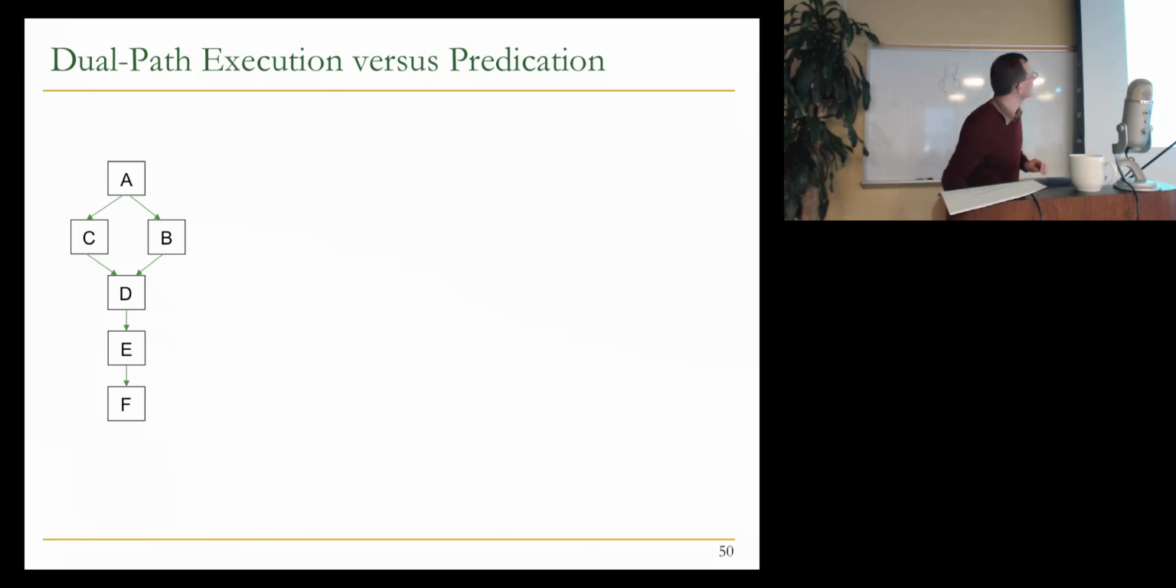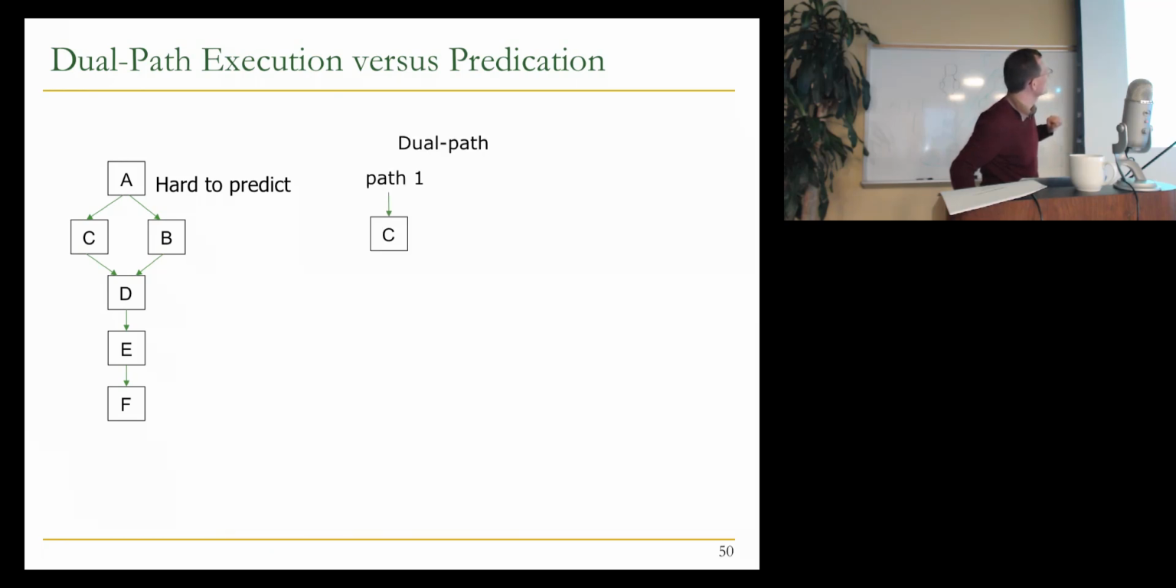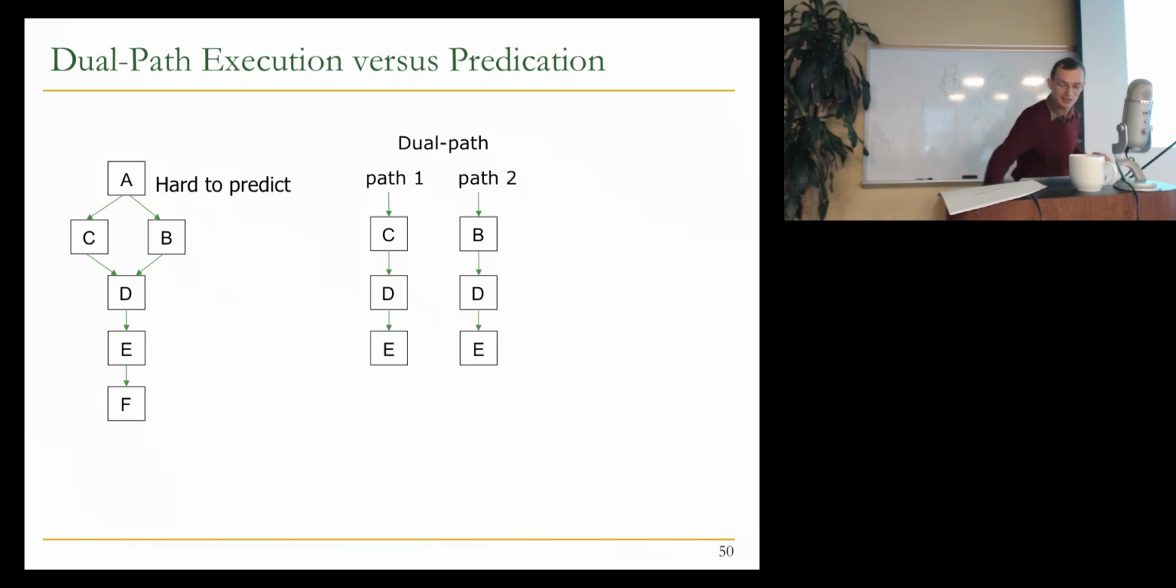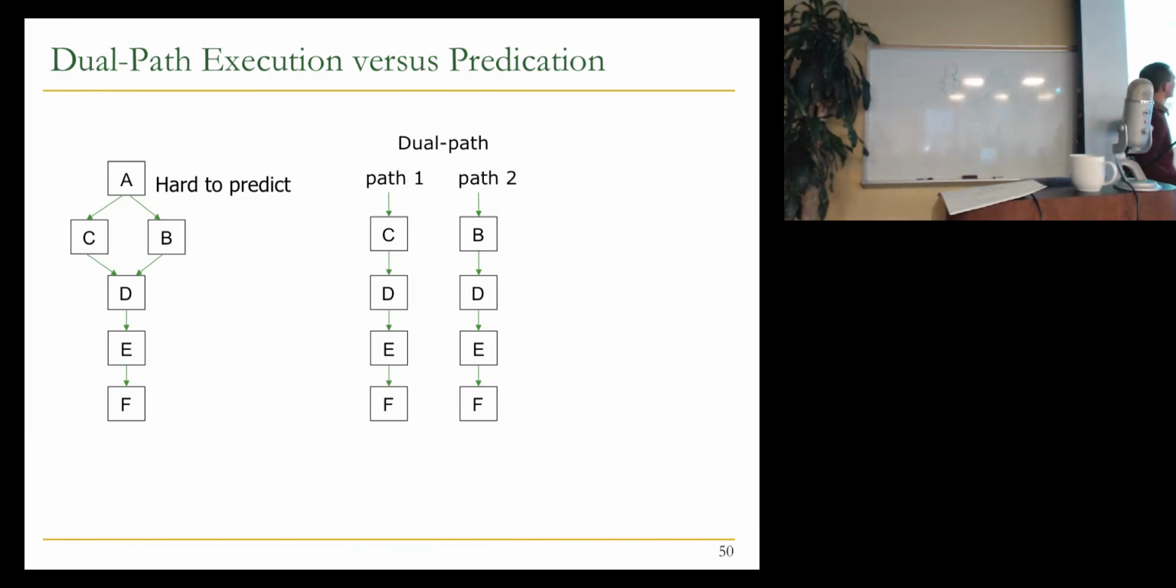Okay, so let's take a look at the difference between dual path execution versus predication, and after this we'll be done. If this is hard to predict, what dual path execution does is create 2 paths after that branch. The machine follows those 2 paths. You have 2 contexts, and these paths should not interfere with each other. They should not update each other's values. And this is what happens. Both paths, you execute the same instructions. Well, you have to because the data values may be different.